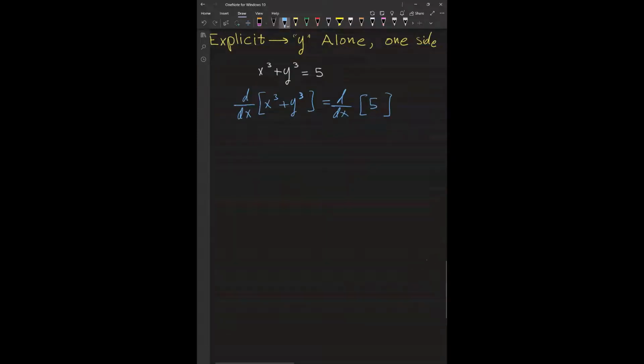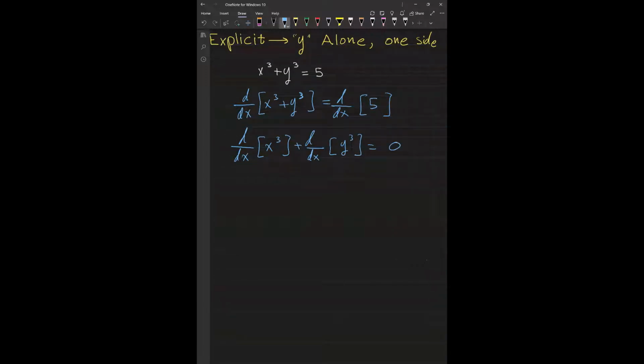Okay, now I'm going to take the derivative. Usually I wouldn't do this, but just to make it clear: the derivative of x cubed plus the derivative of y cubed. Of course, this is all with respect to x. And what is the derivative of 5? 0. This is the easy part.